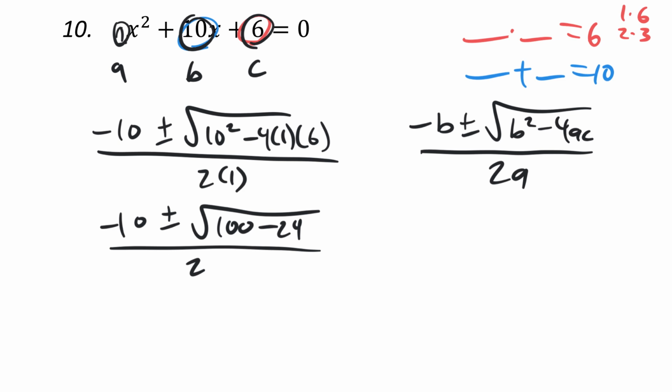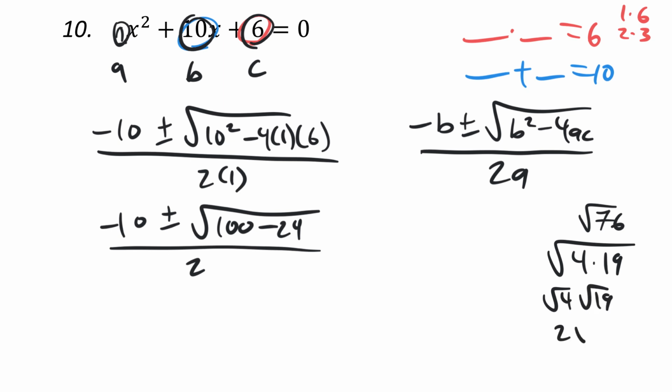100 minus 24 is going to be 76. Now there's a little bit of math we can do on the side. We have square root 76, and we can write 76 as 4 times 19, which we can write as root 4 times root 19. And since 4 is a perfect square, we can write it as 2 root 19. So this is minus 10 plus or minus 2 root 19 over 2.